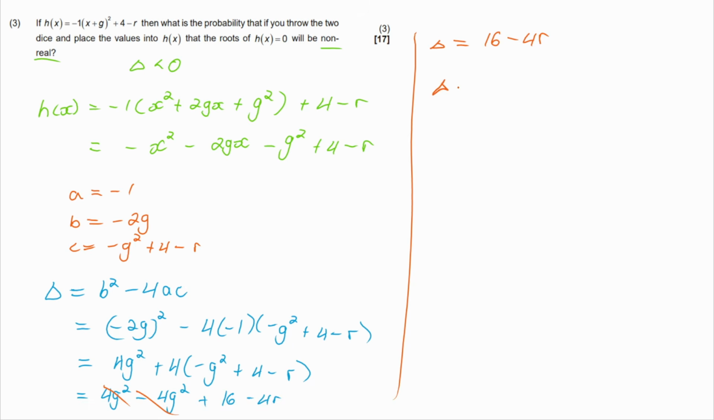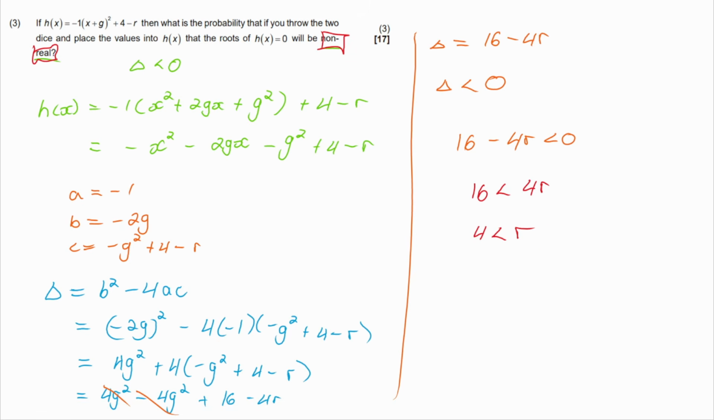But remember, we know that delta has to be less than 0. So we have 16 minus 4r is less than 0. What that means is we take that 4r to the other side, and we divide both sides by 4, and we get that 4 is less than r. So we will have non-real roots when r is greater than 4, or 4 is less than r. You could read this as r is bigger than 4.